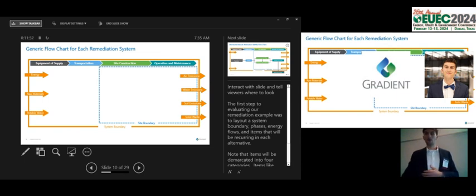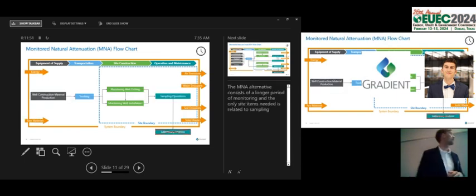All right, so let's see. For the first alternative, the monitored natural attenuation alternative, we considered the well construction material production environmental impacts, the transportation to the site, and then, of course, the well drilling, well installation, and then sampling installations. So monitored natural attenuation will obviously have the least impact on our hypothetical CCR site.